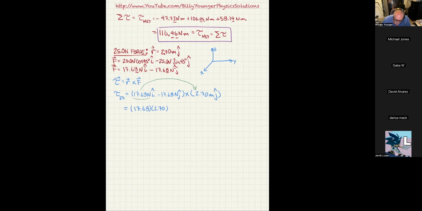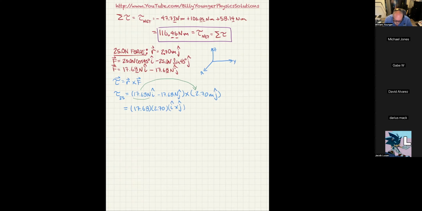So in this case, what I did is I pulled the 17.68, which is a scalar, out to the left, the 2.70, which is a scalar, out to the left, and now all I have left is i hat cross j hat. Notice how I did keep the i hat on the left and I did keep the j hat on the right. That's absolutely essential.